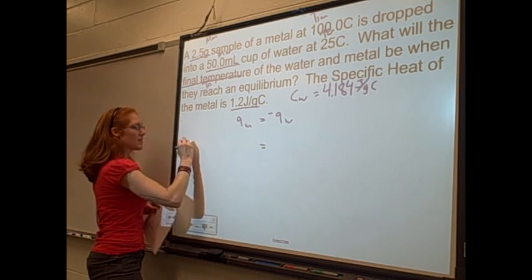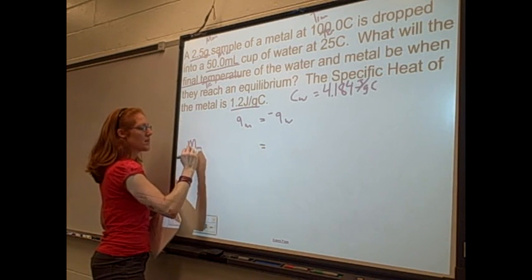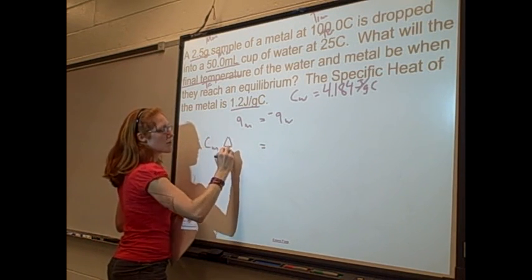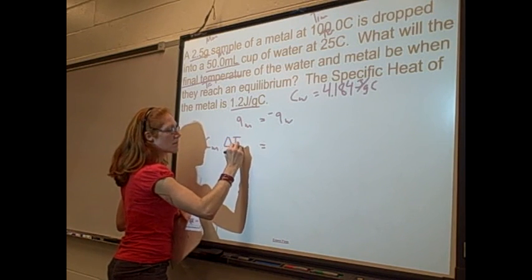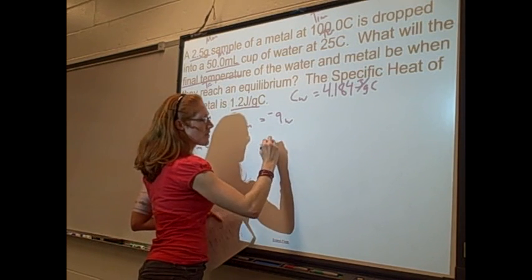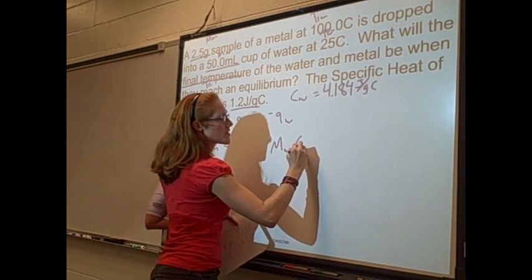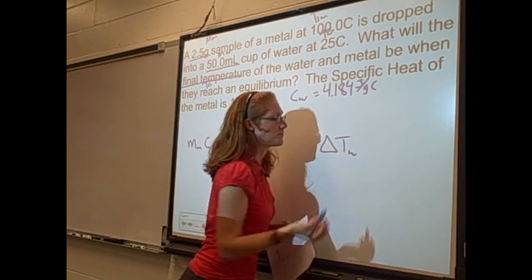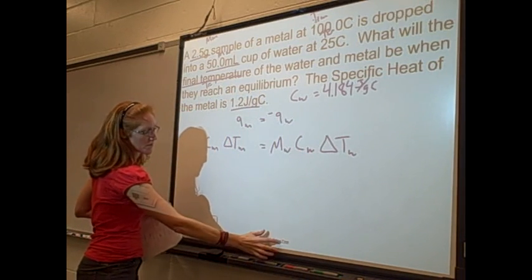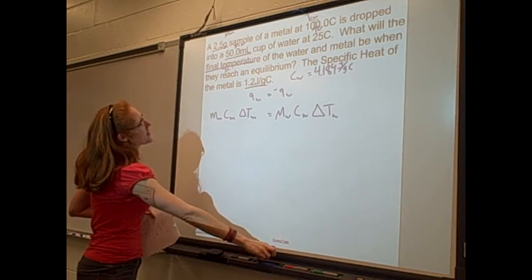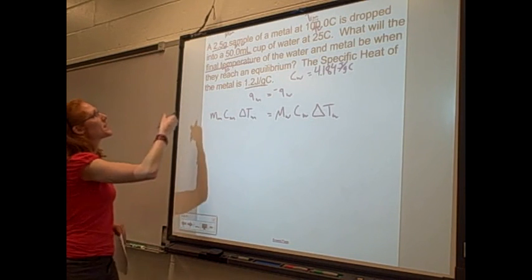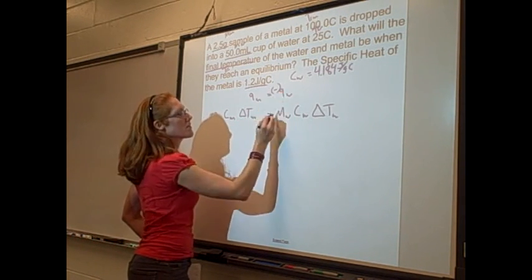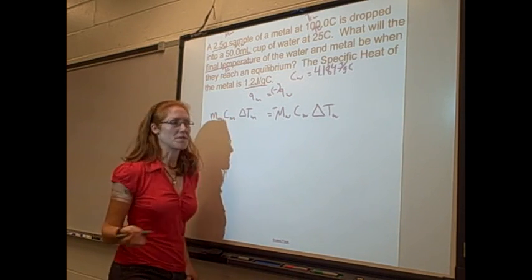on your sheet it's mC delta T, then I can just plug that in for each side. I can say that the mass of the metal times the specific heat of the metal times the change in temperature of the metal is going to be equal to the mass of the water times the specific heat of the water times the change in temperature of the water. And now I can plug in for those values. The mass of my metal is 2.5 grams. Oh, I left out this negative. They're equal, but they're opposite.